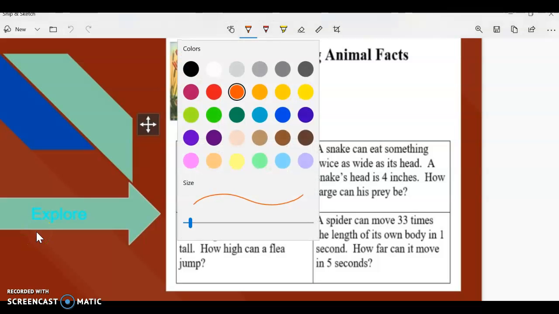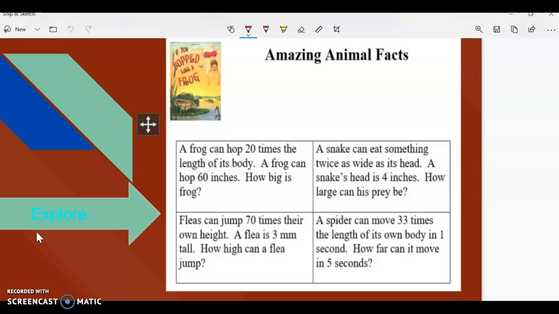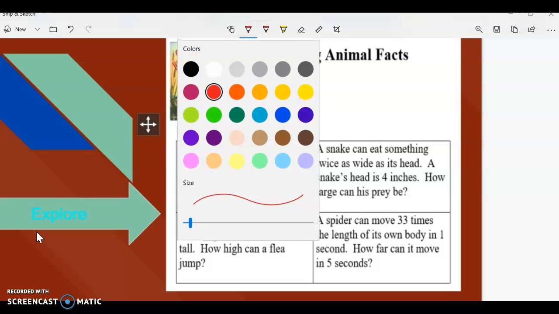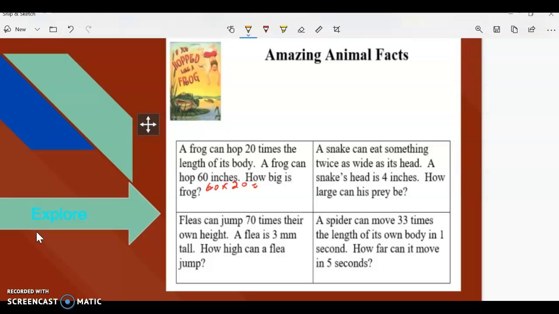So let's take a look at the first one here. A frog can hop 20 times the length of his body. A frog can hop 60 inches. How big is the frog? When you set this up, your equation should be 60 times 20. And when you use your calculator to get your answer, you should come up with 1,200 inches. So the frog is 1,200 inches. You're multiplying those.